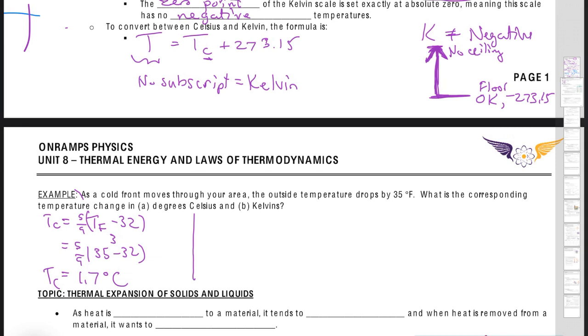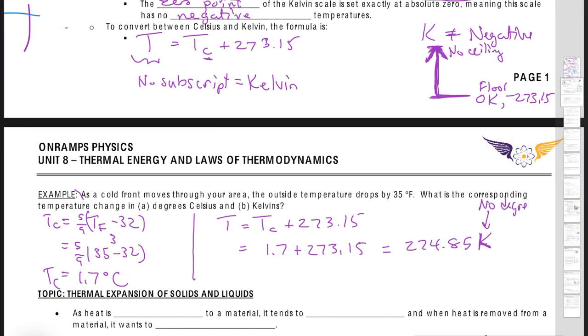And so now I have my Celsius temperature. Now I'm going to convert to Kelvin. So temperature in Kelvin is TC plus 273.15. All I do is say 1.7 plus 273.15, and I get a Kelvin temperature of 274.85 Kelvin. When you write the Kelvin, no degree symbol. It's just a capital K.